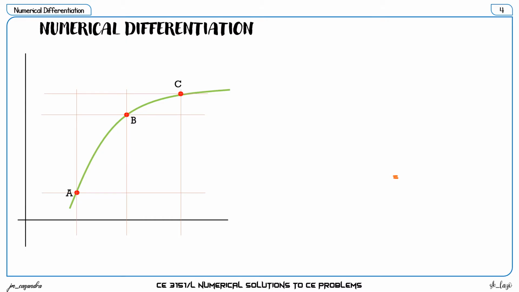So let's take into consideration this given graph consisting of 3 points. The 3 points will be defined in terms of their coordinates, x and y, where y is a function of x. We'll take point B as xi, and those after B will be xi plus 1 and so on. And those points before B will be xi minus 1.